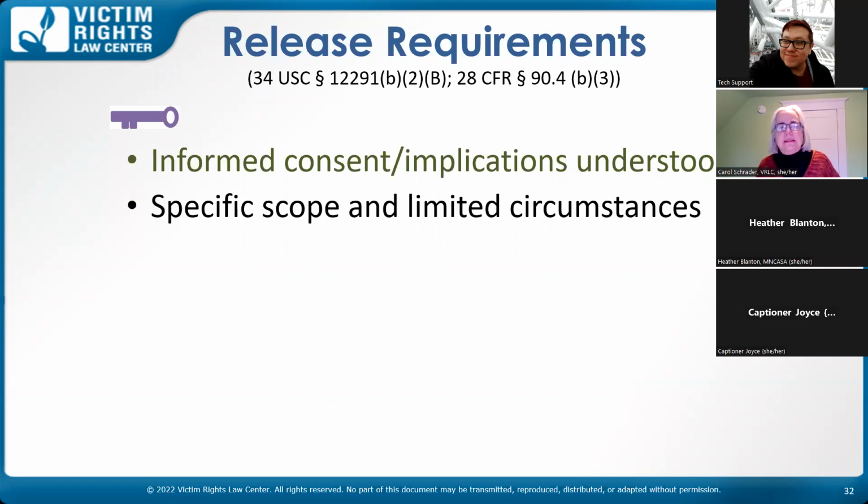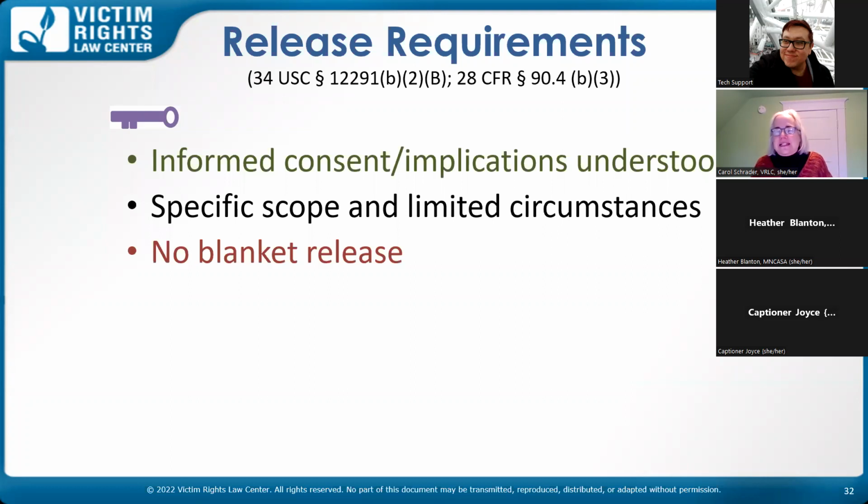Next line, please. The release needs to be specific in scope and have limited circumstances. And this is why on our scenario, when Anna allowed the law enforcement officer to tell the SART that they could freely discuss all information, that was not a VAWA compliant release, even if I'd been in a conversation with the VAWA funded victim services provider, because it wasn't specific. It was everything for all time, essentially. You know, that sort of language isn't specific enough. Next line.